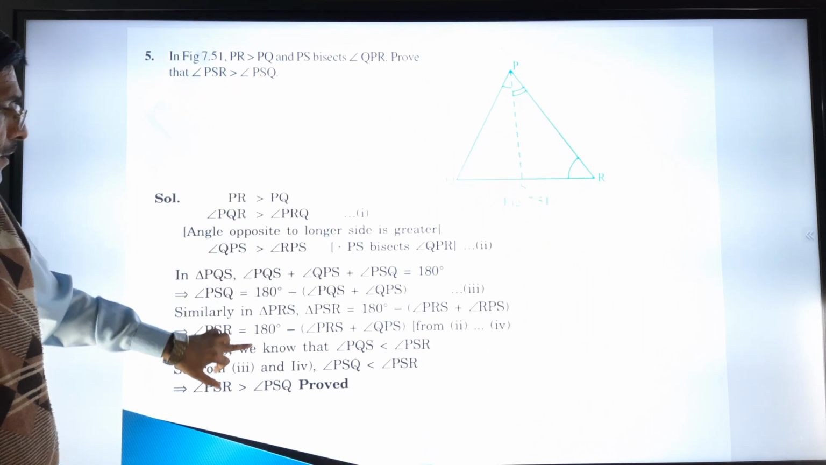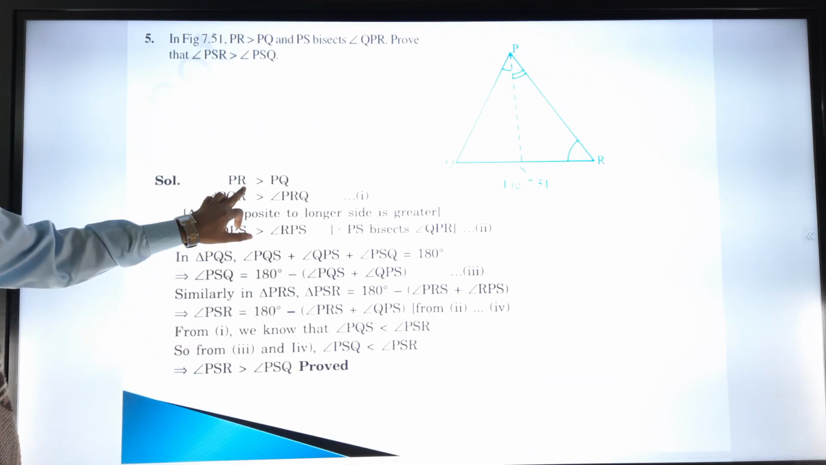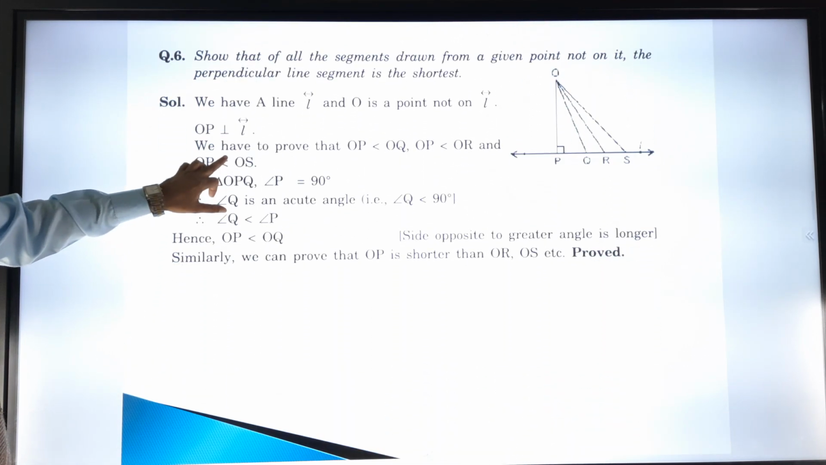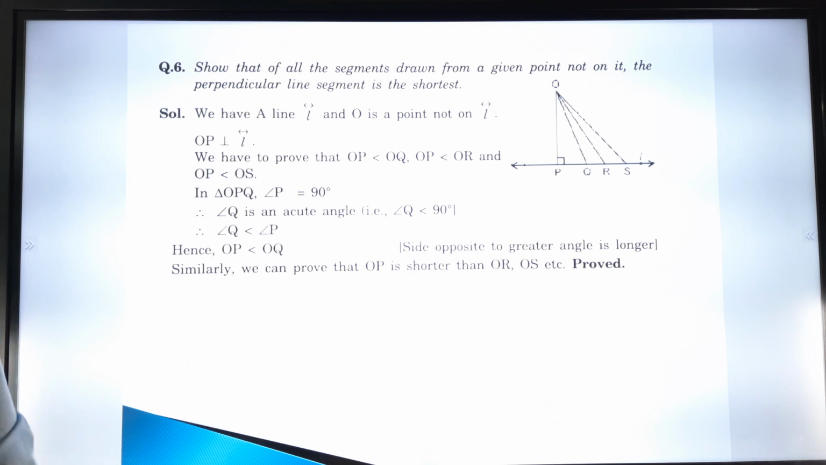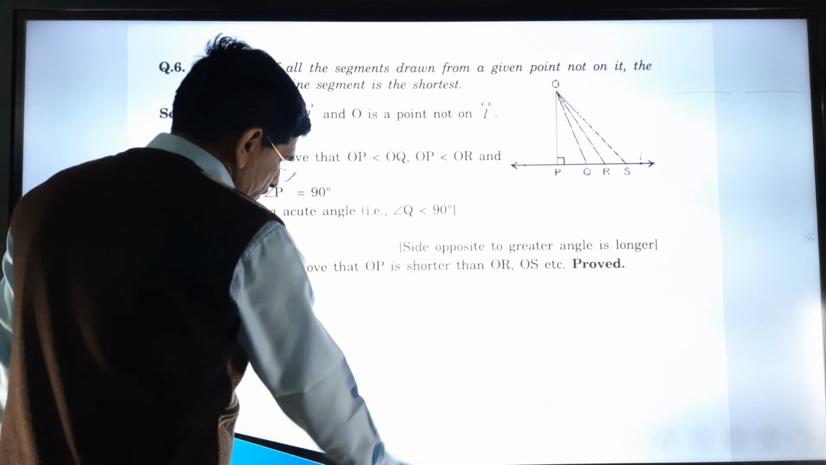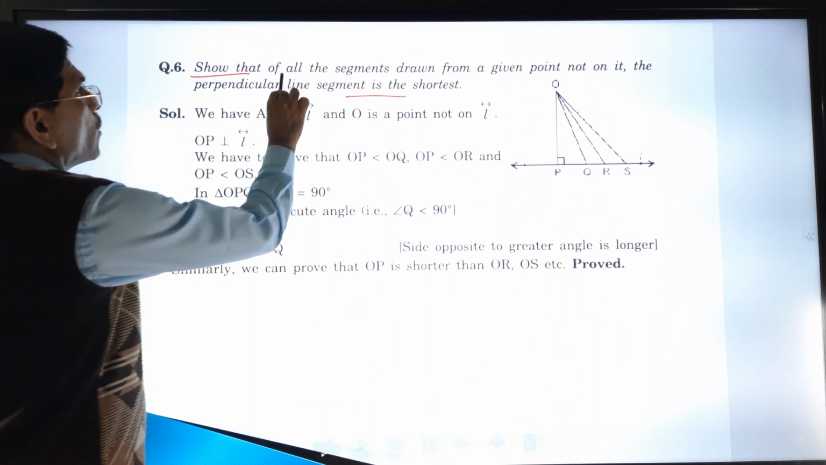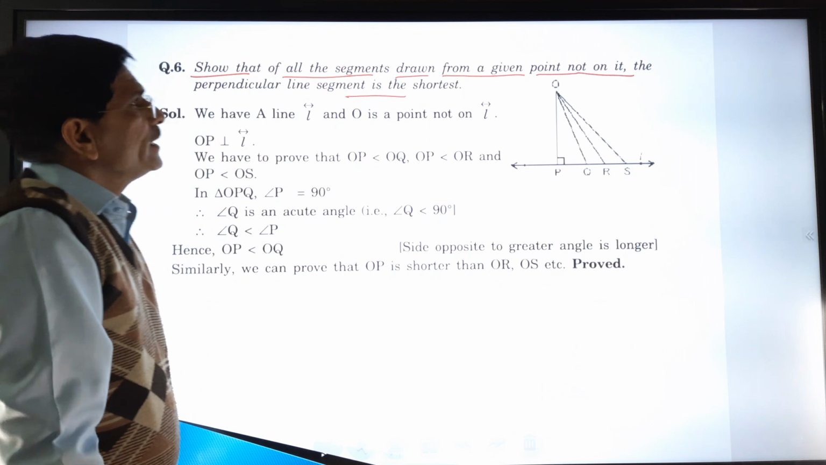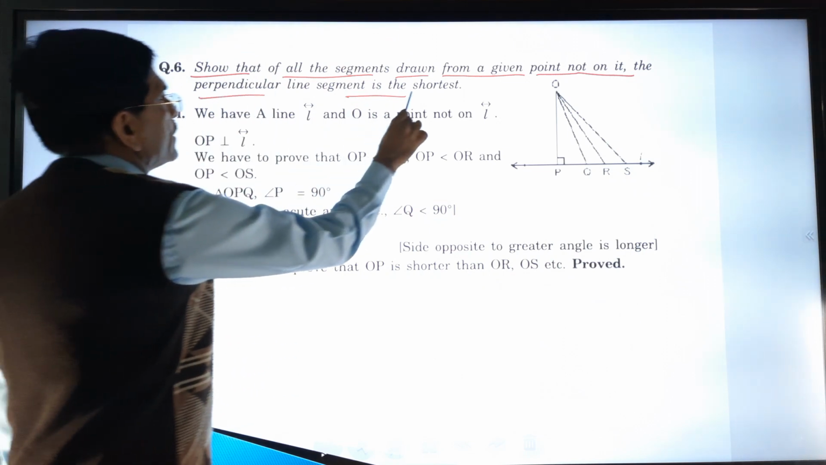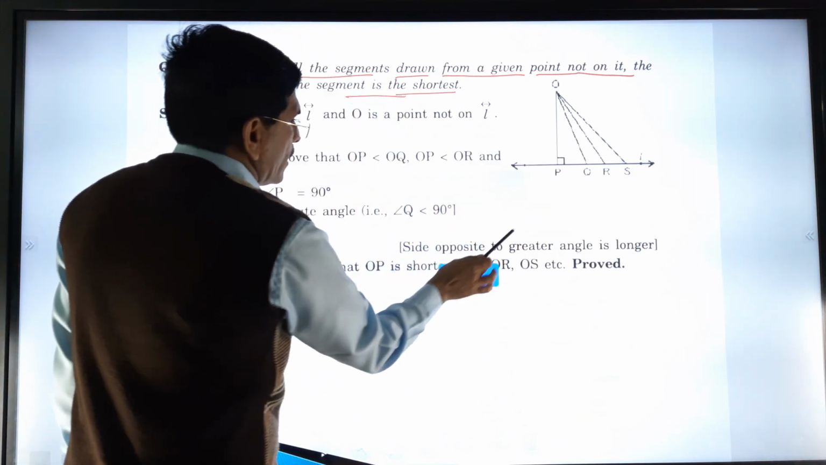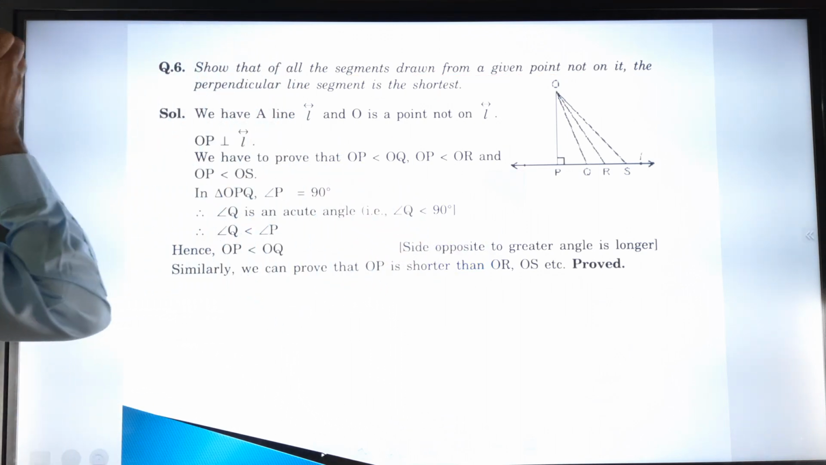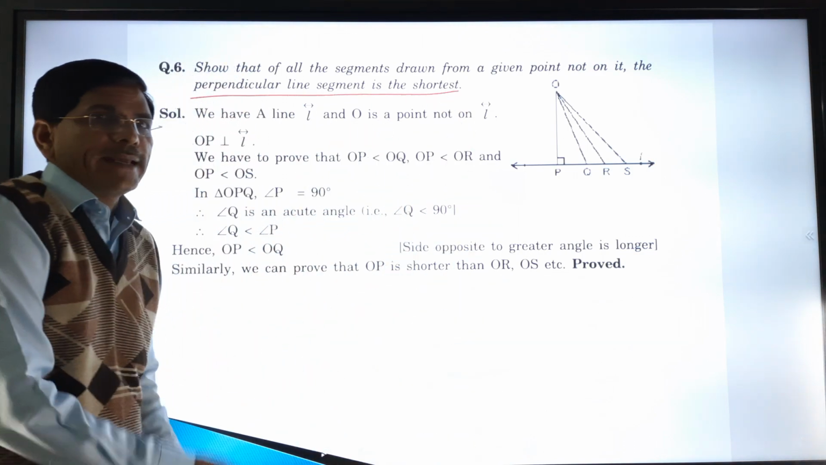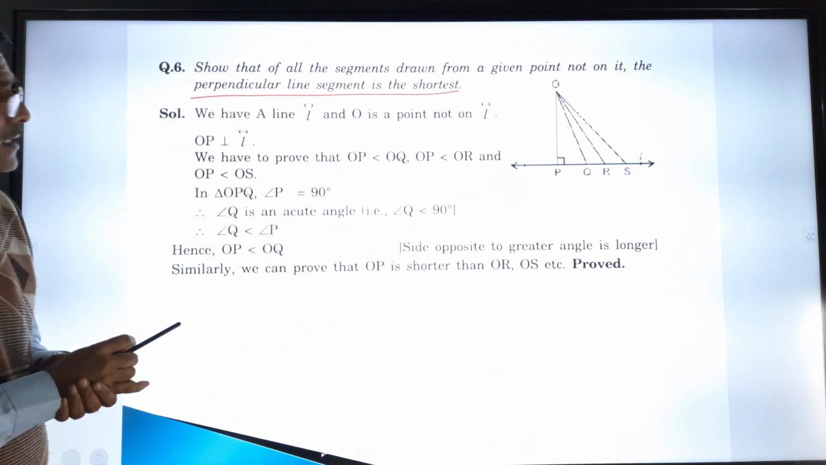Question number 5, this type of sum we have already discussed. So we go to question number 6. Show that of all the line segments drawn from a given point not on a line, the perpendicular line segment is the shortest. It must be remembered every time that the perpendicular line segment is the shortest.